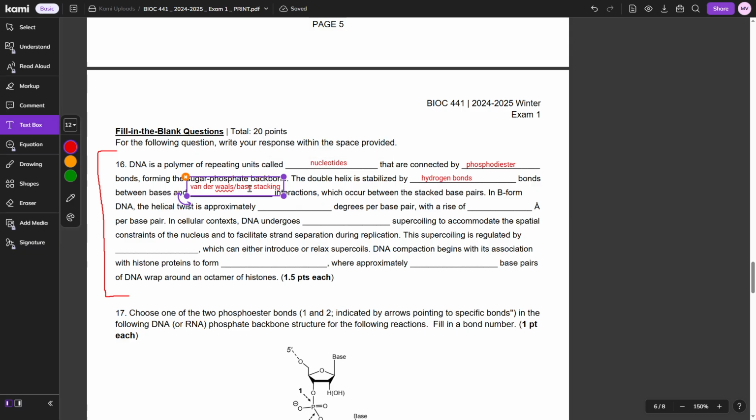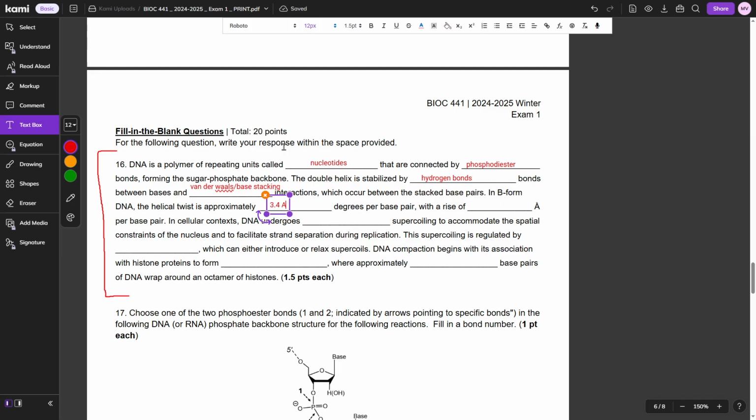You could say pi stacking too, right? Because pi stacking also works, but you specifically want to say either van der Waals, base stacking, or pi stacking, because hydrophobic interactions is a little bit too vague. In the B form, which occur between the stacked base pairs, and that further proves that we're looking for the van der Waals stuff. In B form DNA, the helical twist is approximately, this you just have to know, it's about 3.4 angstroms. Write this down on your note card.